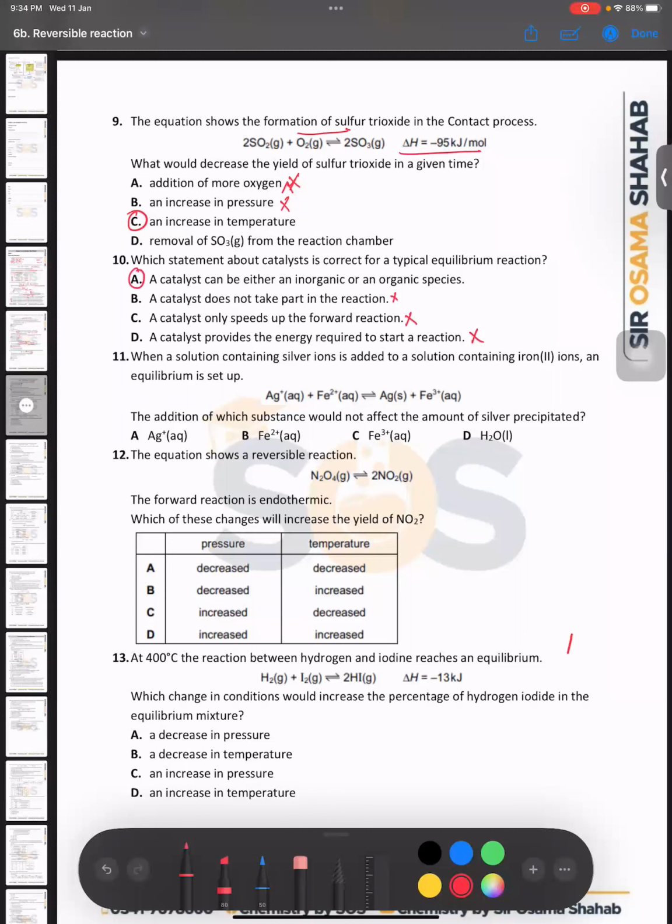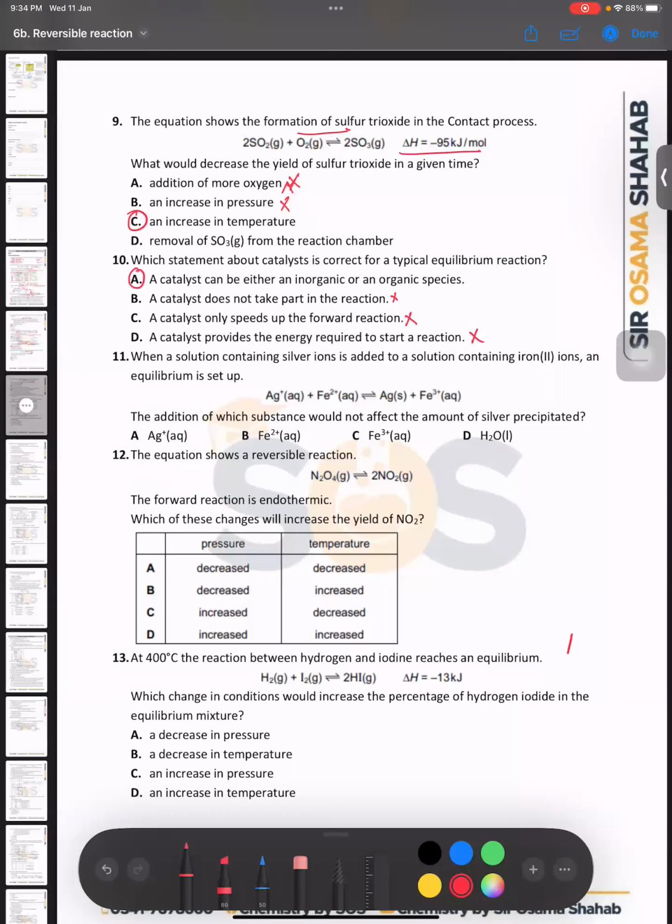It is not fixed that all the time we need to use an organic or inorganic catalyst in a reversible reaction. We can use any one of them, because in the whole syllabus, we have both types of catalyst. So that's fine. We can use an organic or inorganic catalyst, any one of them, right?